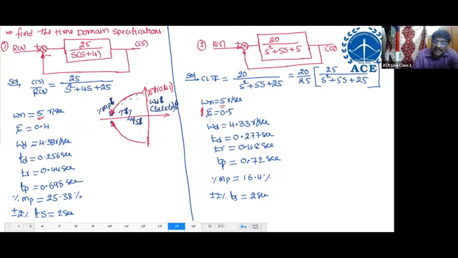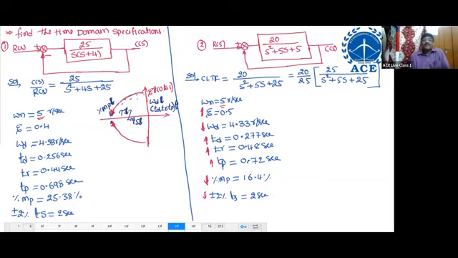So zeta slightly increased. What happened? Omega d should decrease. Here omega d decreased: 4.58, but here 4.33. As omega d decreased, TD increases. Check it: 0.25, 0.27. TR increases, 0.44 to 0.48. TP increases, so 0.72. Peak overshoot also decreases. Settling time decreases. All the factors are satisfied.